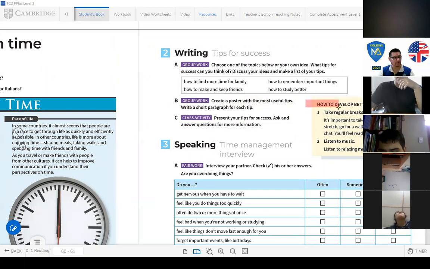Here we have the example. We're gonna read just the example, no? How to develop study habits. ¿Cómo podemos desarrollar algunos study habits, no? Unos hábitos de estudio. Take regular breaks, ¿ya? O sea, you have to take from time to time some breaks, right? Here it says, it's important to take breaks. Get up and stretch, go for a walk or call a friend for a chat, you'll be ready for more, ¿no?